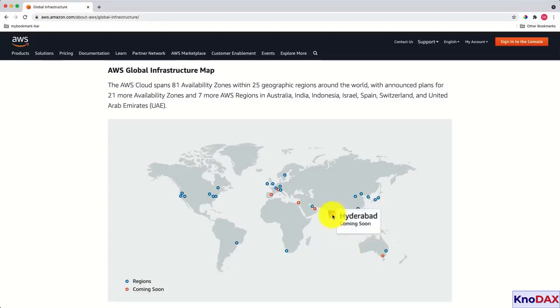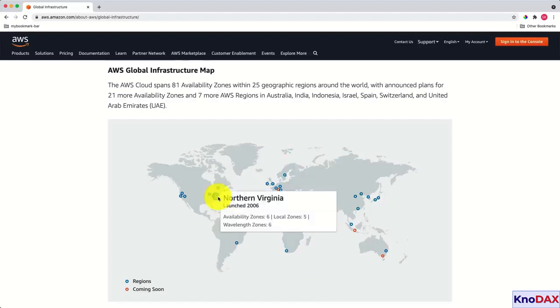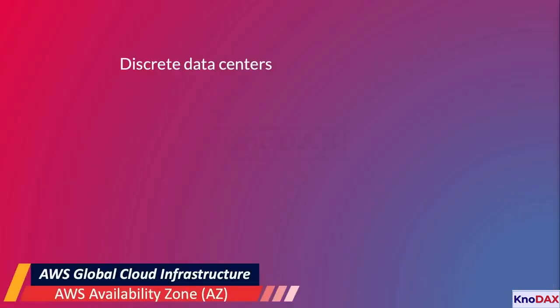Did you notice an interesting pattern here? Most of the AWS regions that we went over have 3 AZs, except Northern Virginia, which has 6 availability zones. In general, most of the AWS regions have 3 AZs. Now you have a conceptual understanding of AWS availability zones. Let's go through it in some more detail.